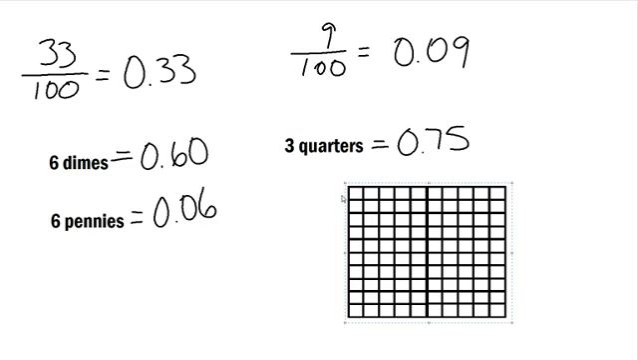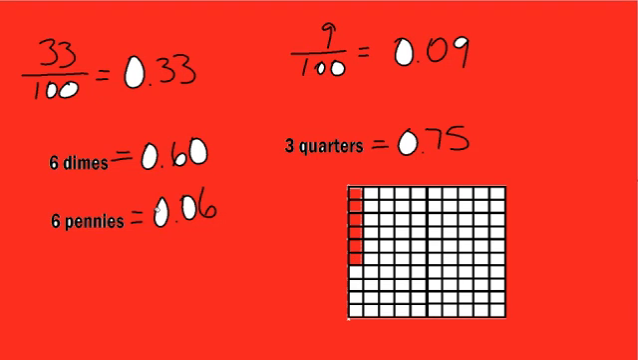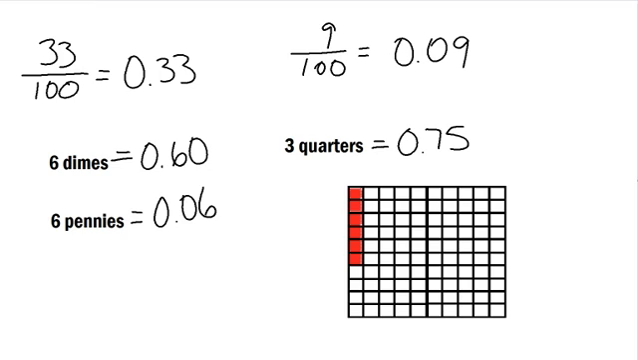So first I'll show six hundredths. 1, 2, 3, 4, 5, 6, and that would be the 6 pennies. They call that 6 hundredths. You can write that also as a fraction, 6 hundredths. And this is what it looks like as a visual model.